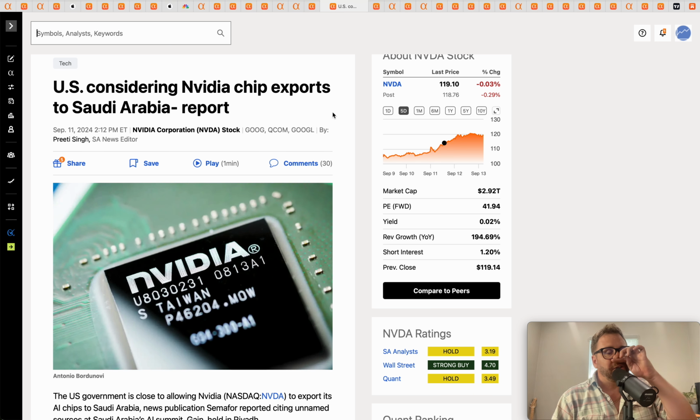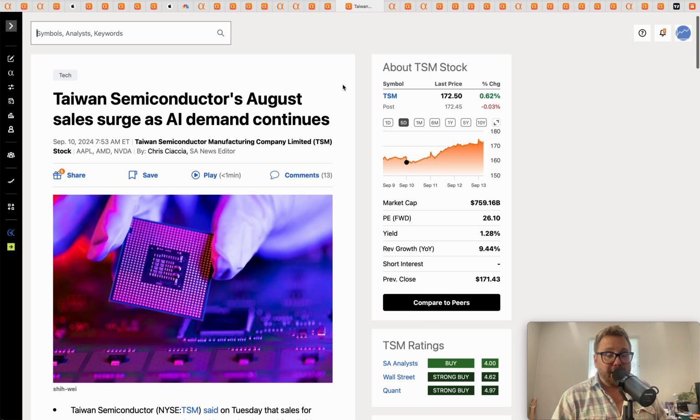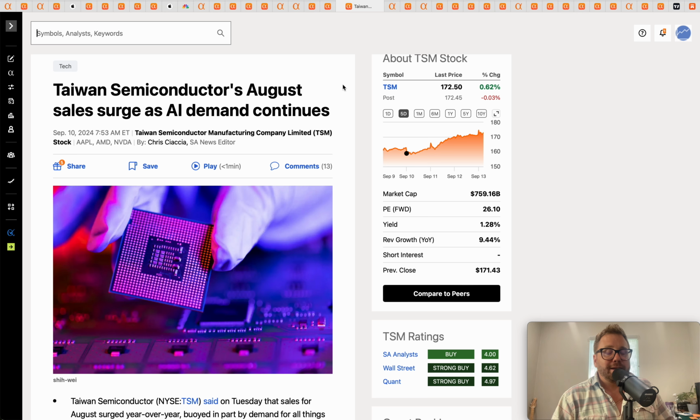Now, the U.S. is still considering some NVIDIA chip exports to the country of Saudi Arabia. They obviously have pretty heavy export restrictions into China, certainly Russia as well. Taiwan Semiconductor's August sales also could have surged NVIDIA and other chip stocks as well. We'll talk about this weekend on the chip show, but their August sales surge as they continue to point to demand.